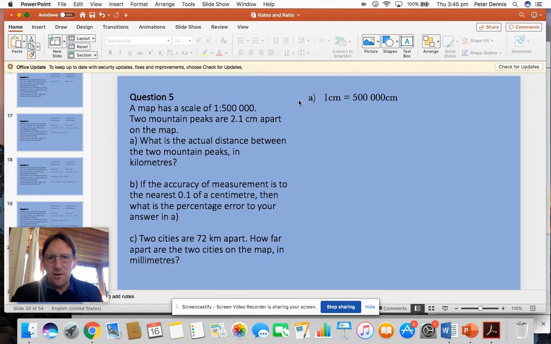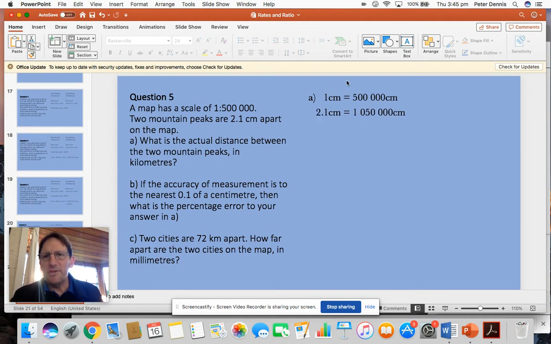So again, what we've got here is that 1 centimeter equals this. We want to know what 2.1 centimeters equals. So we've just set it up in this little ratio type. We times this by 2.1, so we times this by 2.1.